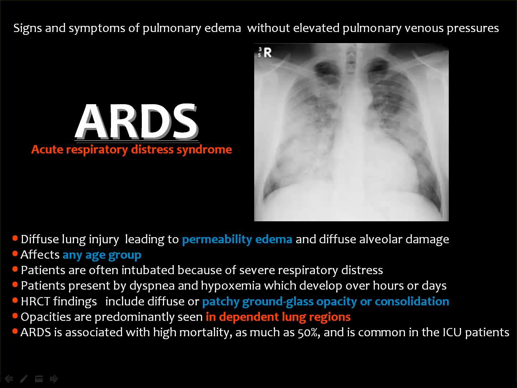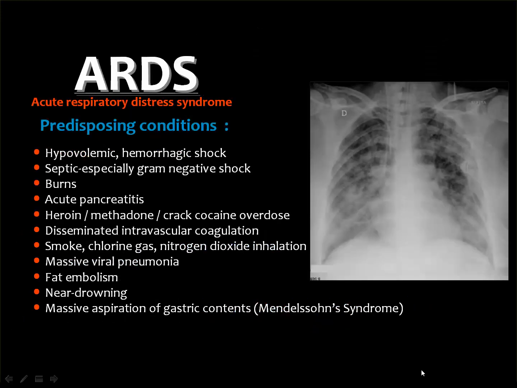Then permeability edema is due to diffuse alveolar damage of any underlying cause. This permeability edema affects any age group, including the pediatric age group. Patients are often intubated because of the severe respiratory distress. And you get within few hours patchy ground glass opacities, which will progress to consolidation, and the opacities are located in the dependent regions of the lung.